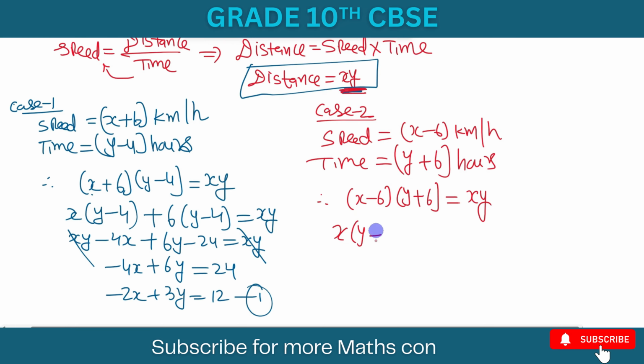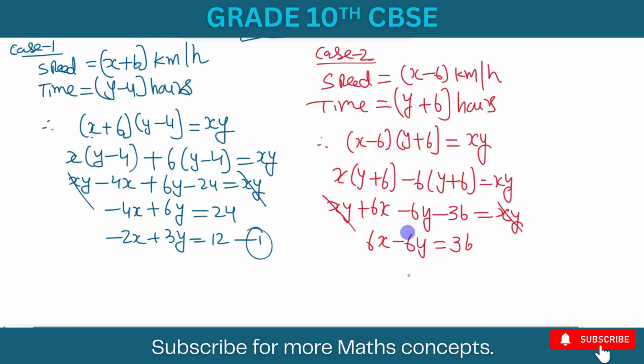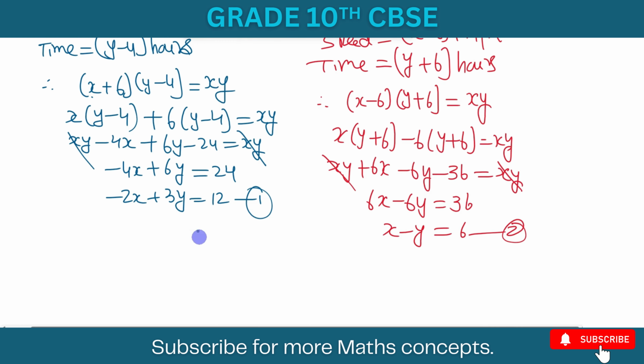Again the same story, we will use the distributive property here. So what will happen: xy plus 6x minus 6y minus 36 equals xy. Again xy is eliminated: 6x minus 6y equals positive 36 on the other side. We can simply divide the entire equation by 6, so x minus y equals 6. Call it equation number 2. Now what we have to do is solve these equations simultaneously.